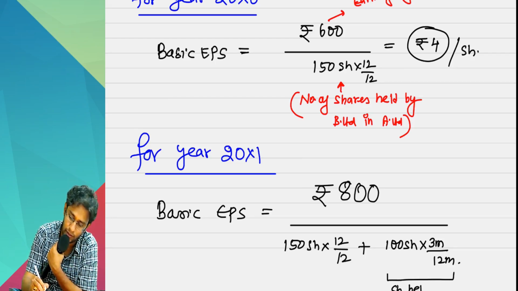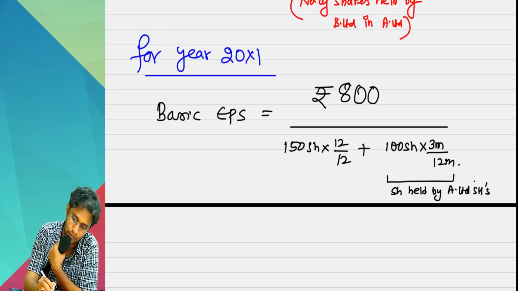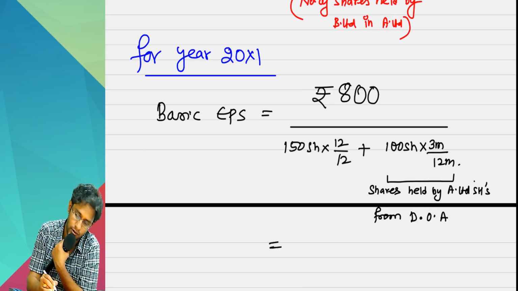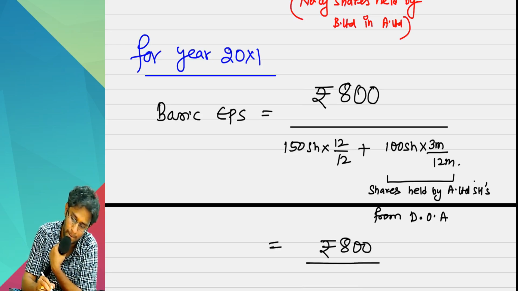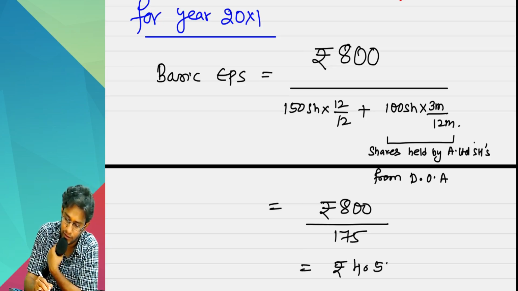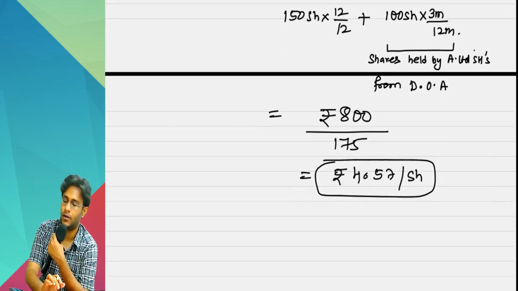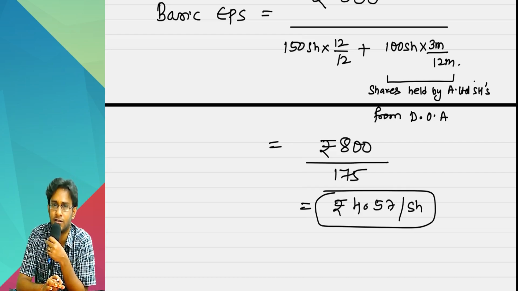Shares held by A Limited shareholders from the date of acquisition. So process this: 800 divided by 175. How much is the answer? 7 per share. Last year how much did they have? 4 per share. Sir, this is all very confusing, sir. Some may find it confusing; EPS is next level. True.